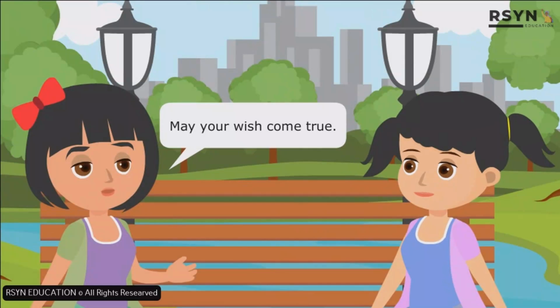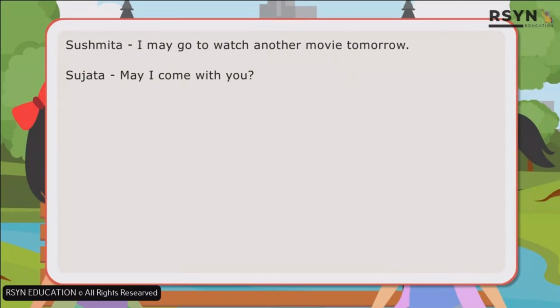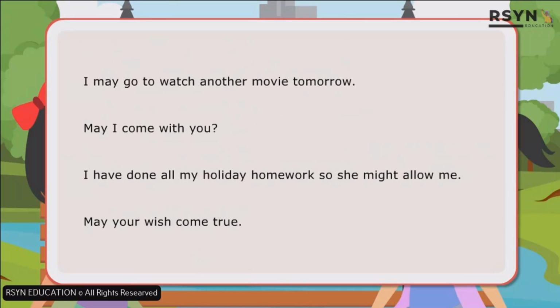In the dialogues, the girls have used may and might to ask for and grant permission, for possibility and to express a wish. Here are examples of sentences with may and might. I may go to watch another movie tomorrow. May I come with you? I have done all my holiday homework, so she might allow me. May your wish come true.